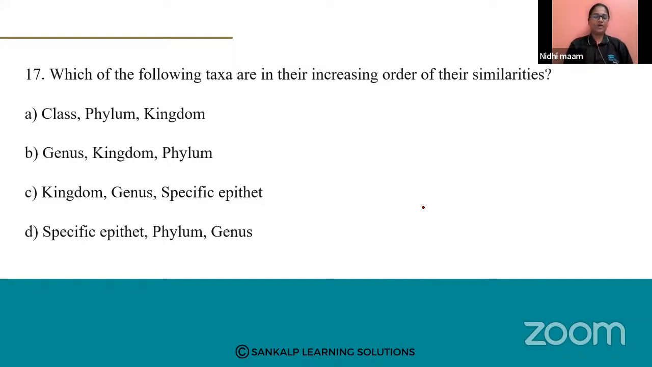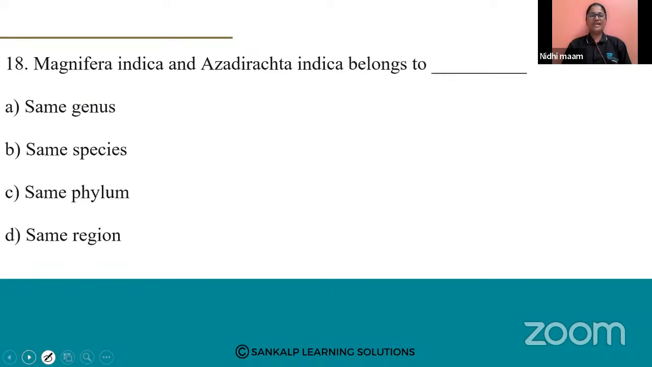Only 3 answers I got for this. So most of you voted for option A. Kingdom, genus, species. C. Class, phylum, kingdom. Kingdom, genus, species. Increasing order. No. So option A is the right answer here. Option A. Mangifera indica and Azadirachta indica belong to the same species, same genus, same species, same phylum, same region.